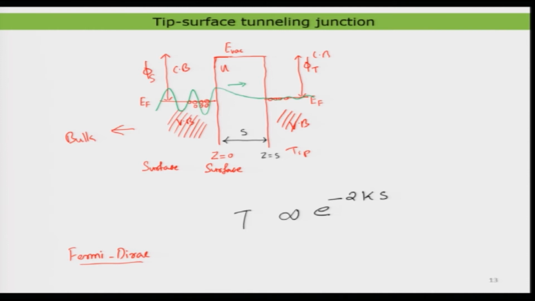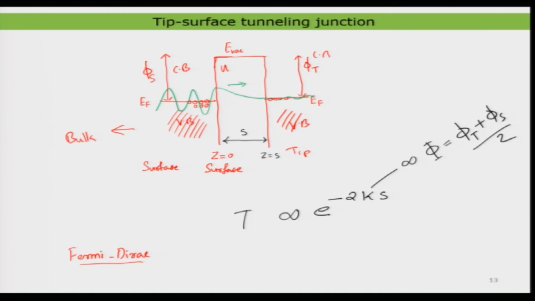So, now you see that the tunneling probability itself is an exponential function which is strongly dependent on the distance and the so called barrier height. That is something which we have noted down here. In this case, an average barrier height is nothing but psi t plus psi s by 2. In this case it is basically the same because we have taken the same material.